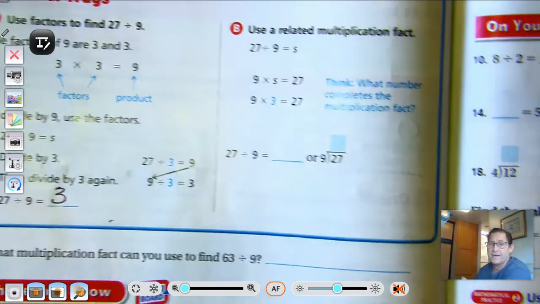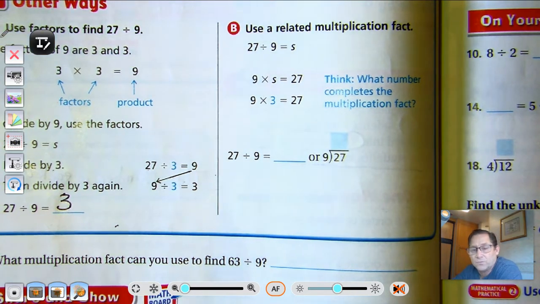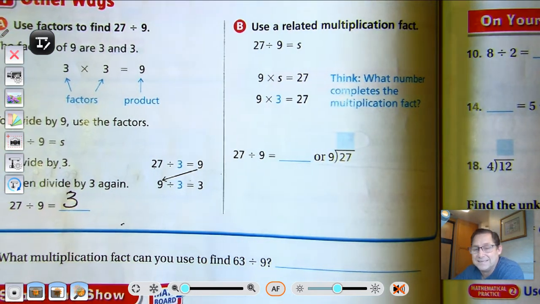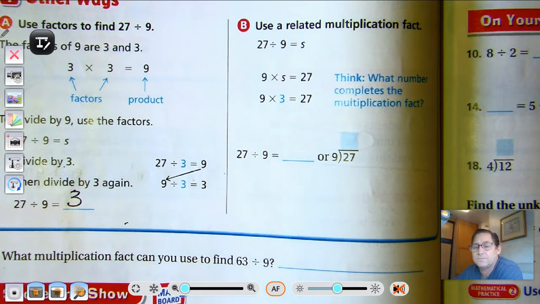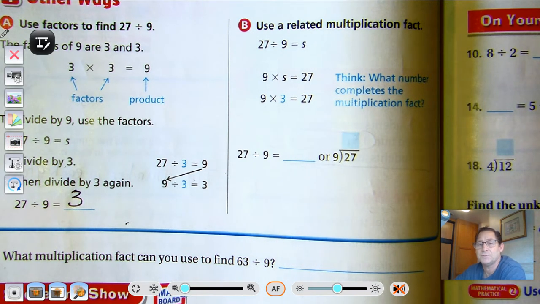Okay, we can also use a related multiplication fact. So again, we're getting towards the middle to the end of third grade. We should really start to be able to say our multiplication facts by memory. So if somebody was to ask, you should be able to say 9 times 1 is 9. 9 times 2 is 18. 9 times 3 is 27. 9 times 4 is 36. 9 times 5 is 45. 9 times 6 is 54.